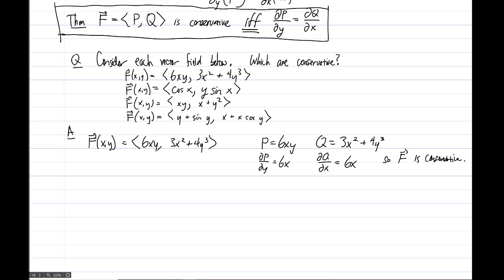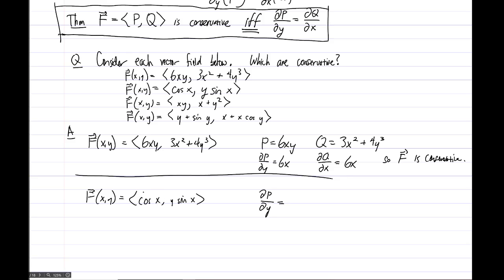Let's look at the next example. We have the vector field F of x y was cosine of x comma y sine of x. So we need to compute the partial derivative of the first component with respect to y. This with respect to y, well, there's no y's there, so the value we get is 0. Take the second component, which, this part, y sine x is our Q now. So that with respect to x is going to give us y cosine of x. Okay, so F is not conservative.